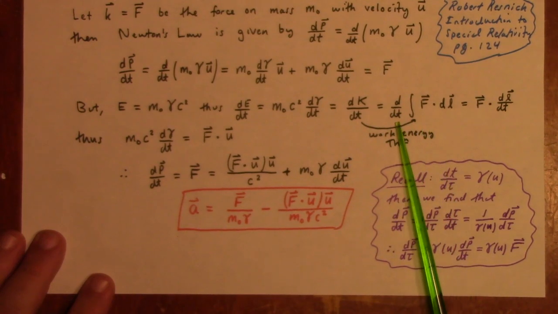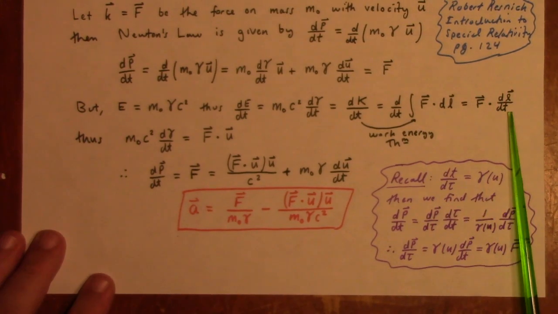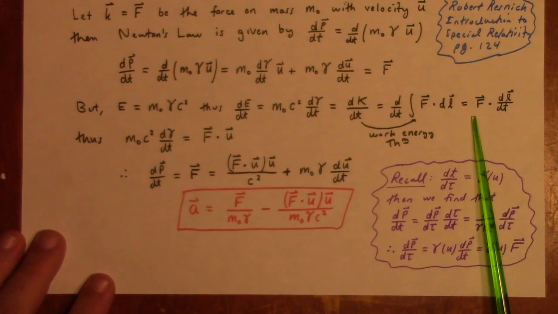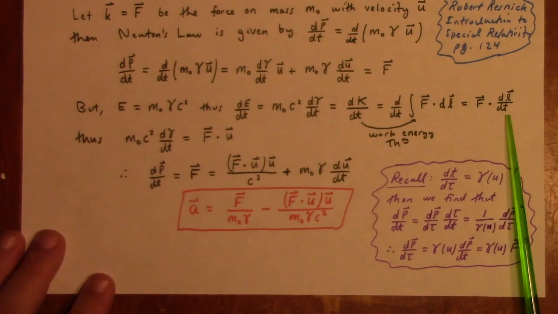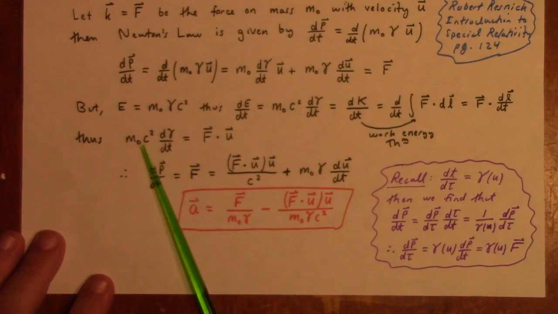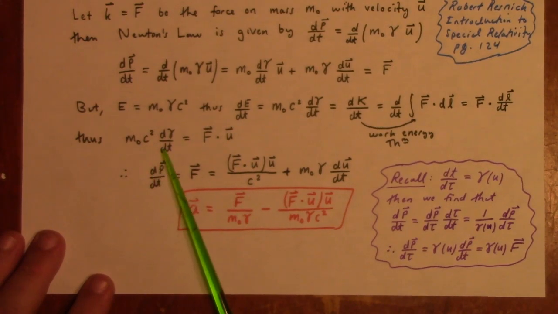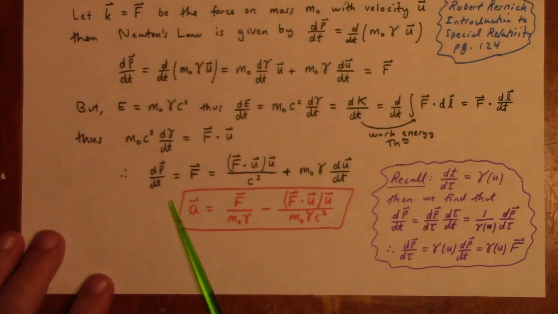And then by calculus, you can pull the f out and just multiply that as f dot dl dt, but that's exactly u, so you've got f dot u. So this is that old thing in classical mechanics that the force dot the velocity is the power, right? And so there you go, you get m naught c squared d gamma dt equals f dot u. And putting it all together, we've got dp dt is the force, and the force has two pieces. It's got f dot u over c squared plus m0 gamma du dt.